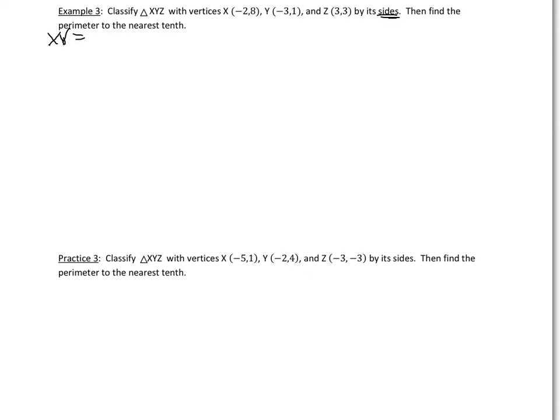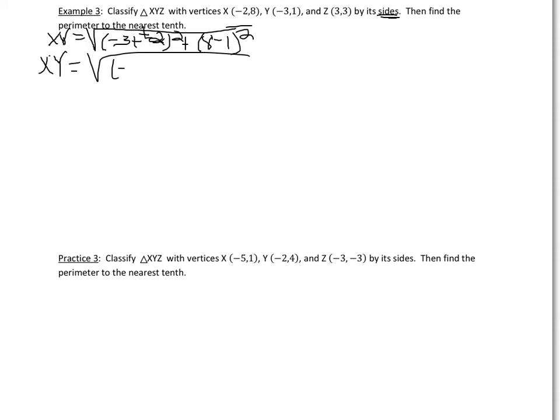To save room, guys, I'm not going to write down my distance formula. I'm going to go right into plugging in the numbers. If I look at X and Y here, I would do negative 3 minus a negative 2, and we're going to square that. And we're going to add 8 minus 1, because that's an easier problem to do. Remember, it doesn't matter which order you do these in.